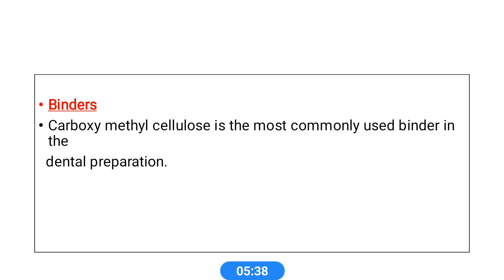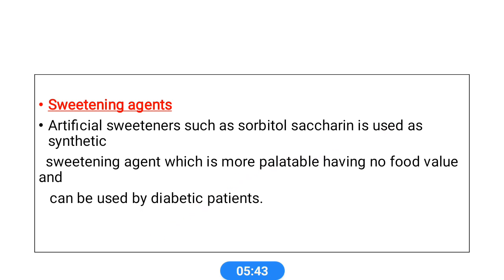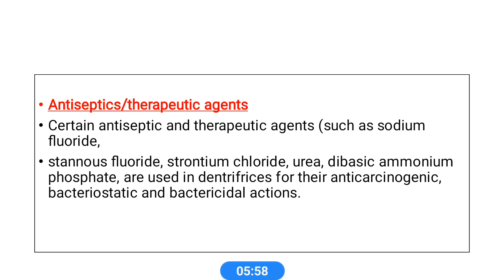Binders: carboxymethyl cellulose is the most commonly used binder in dental preparations. Sweetening agent: artificial sweeteners such as sorbitol and saccharin are used as synthetic sweetening agents, which are more palatable, have no food value and can be used by diabetic patients. Antiseptics or therapeutic agents: certain antiseptic and therapeutic agents like sodium fluoride, stannous fluoride, strontium chloride, urea, dibasic ammonium phosphate are used in dentifrices for their anti-carcinogenic, bacteriostatic and bactericidal actions.